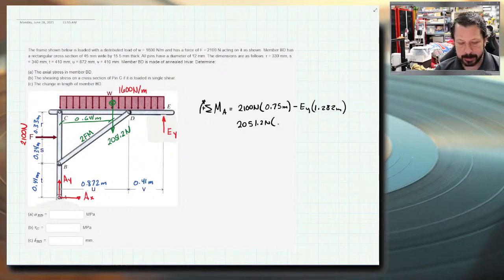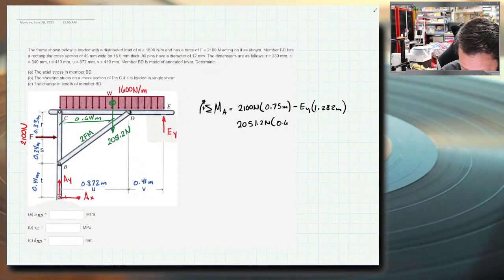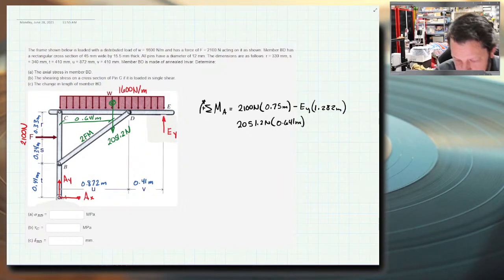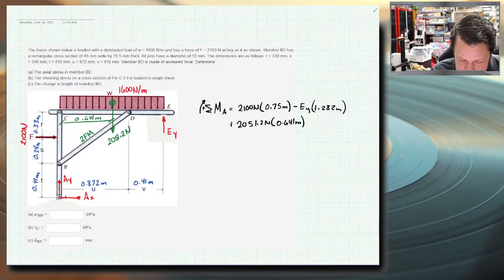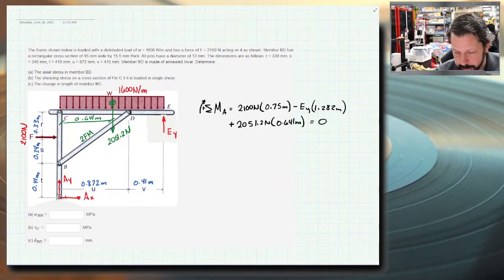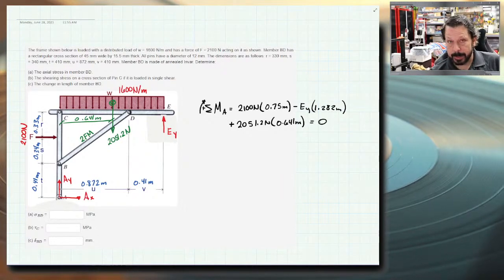Multiply that times the moment arm from the concentrated version of the distributed load to point A, which I labeled as 0.641 meters, and decide if it's positive or negative. It would go around clockwise around point A, and I said clockwise is positive, so it'd be a positive. Now the only unknown in here is EY.